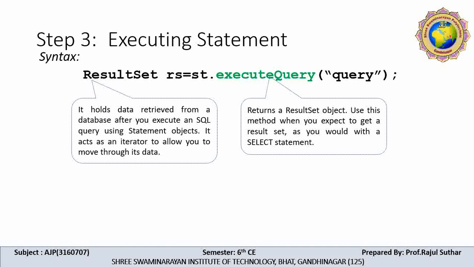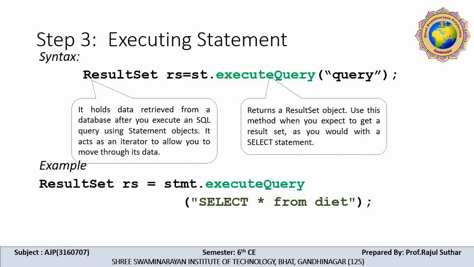Here, while we are using the result set, result set rs is equal to statement dot execute query. Here a simple table is used, the diet table. So we write the query for retrieving the information from the diet table: select star from diet, written in double quotation. So this is the execution query. It covers the data definition language that retrieves the number of rows as well as columns from the diet table.